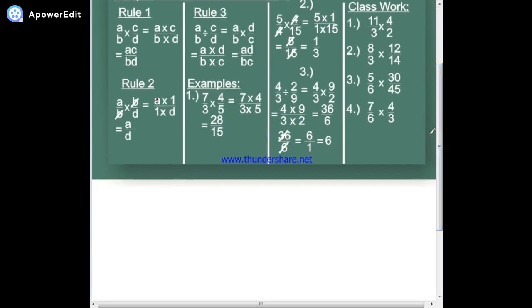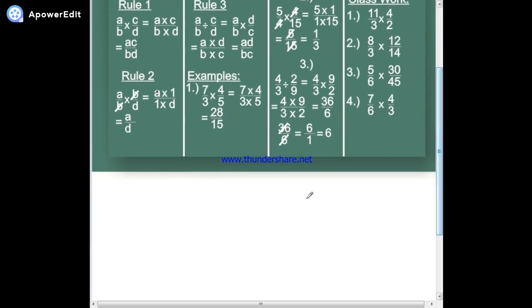Now let's start. Question 1 says that 11 over 3 times 4 over 2. Now how are we going to do this? We can apply rule 1 by saying that we multiply 11 times 4, and the next one is 3 times 2.